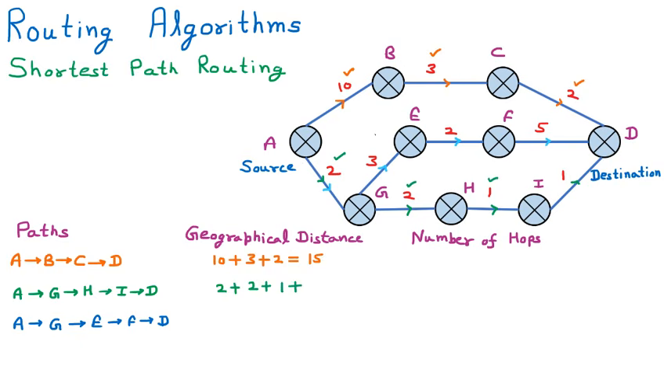Then 1 plus, then I to D, which is 1. So again 1. So that is equal to 6. Now talking about the next path.